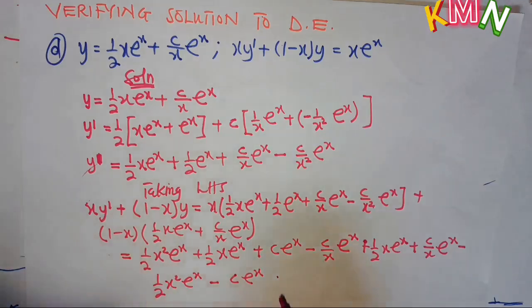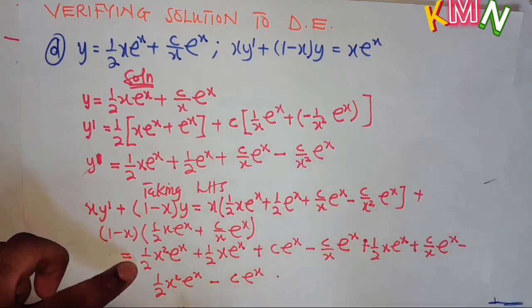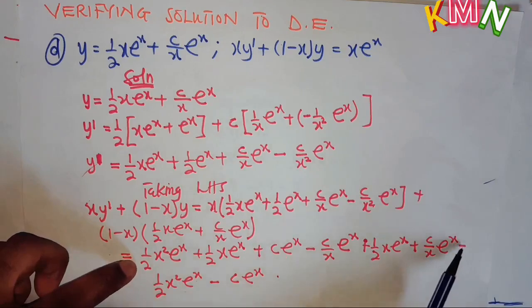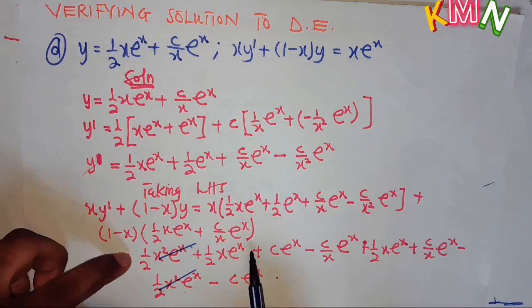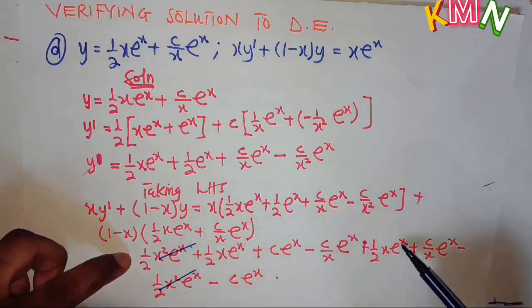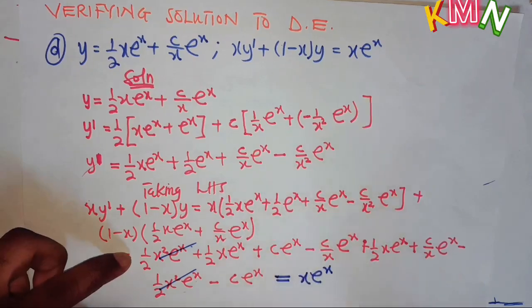Let's check it out and see what we've gotten. So it's clear that half x squared e power x is the same thing as this, and half x squared e power x, this negative is affecting, so that is gone. Then our half x e power x is the same thing as half x e power x. So we can put that together. Half plus half was 1. And so that will give us x e power x.